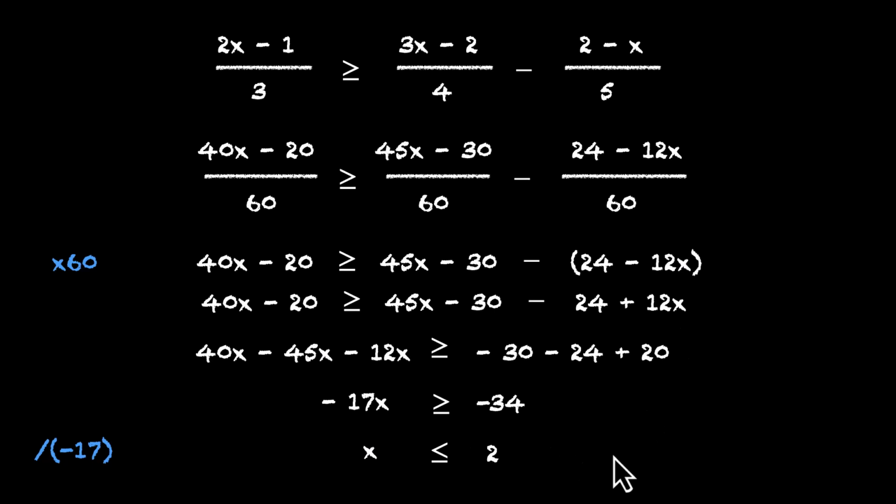Okay, let's try one more. Let's try a double inequality this time. We have 7 is less than or equal to (3x plus 11) by 2 is less than or equal to 11. Pause the video, try this out. Okay, the objective remains the same. We have to isolate x.